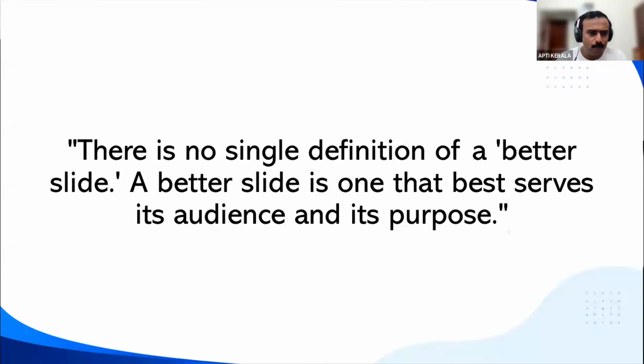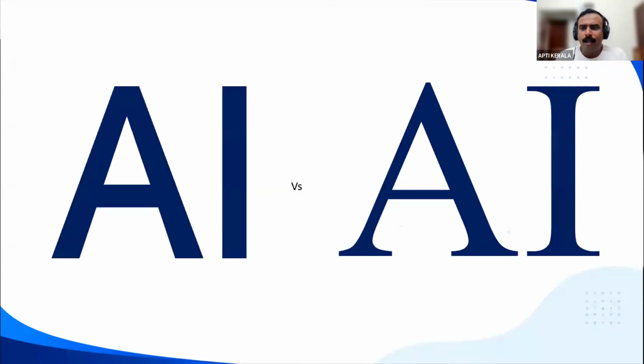So we will move on. You can see two letter A's. What's the difference between these two? In this A, you can see a fancy stroke. This one also has a fancy stroke, whereas in this A, you cannot see any fancy strokes.